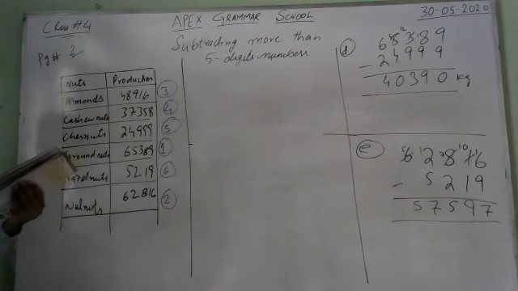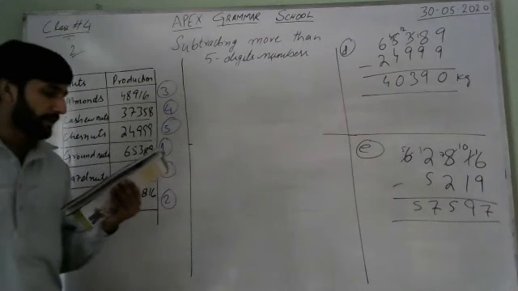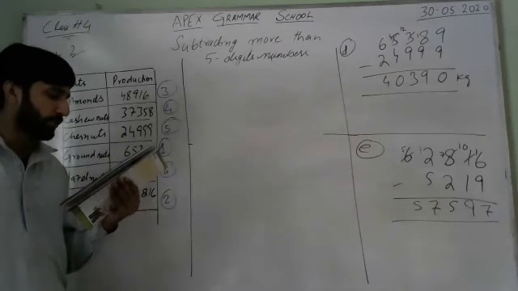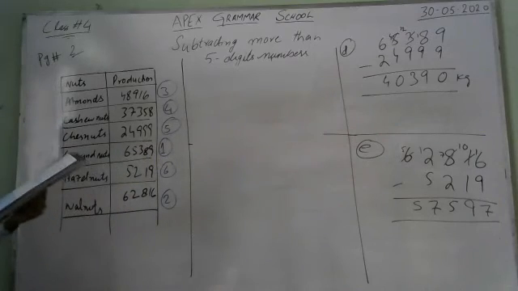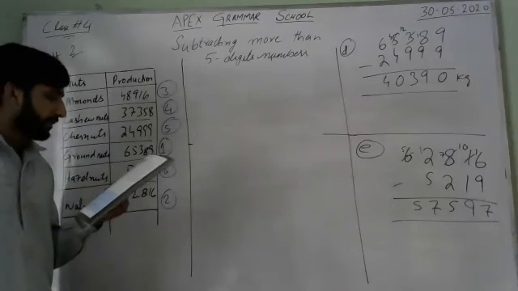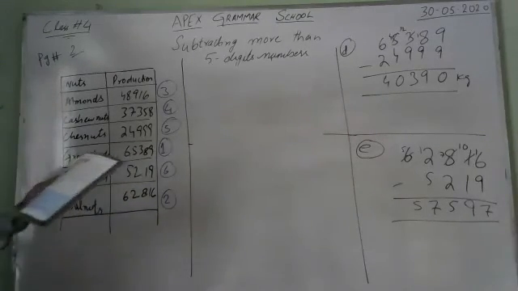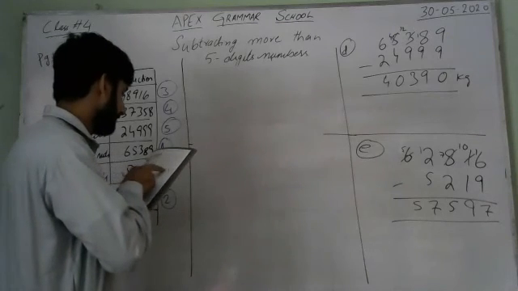Last part of this question is true or false. The total weight of groundnuts produced is more than the total of the 5 other types of nuts. This means that we have to find out the addition of all other remaining nuts except groundnuts.